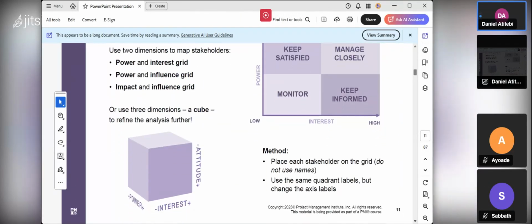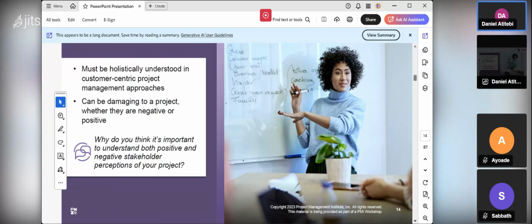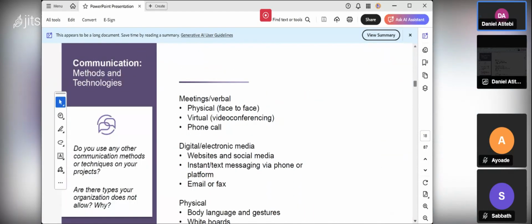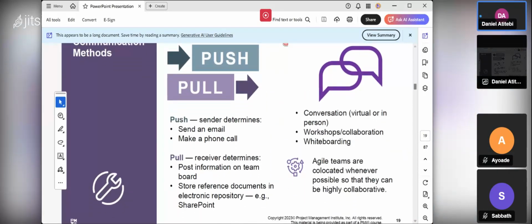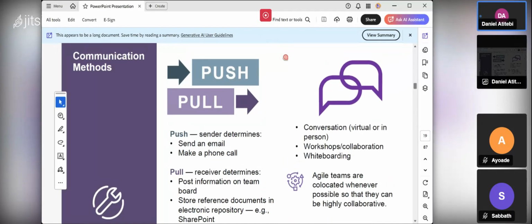Then what next do we need to learn before we go for a short break? There are different methods. The exam can also ask you on these communication methods. We have push. You push information to a group of people. You push it. Then you pull.